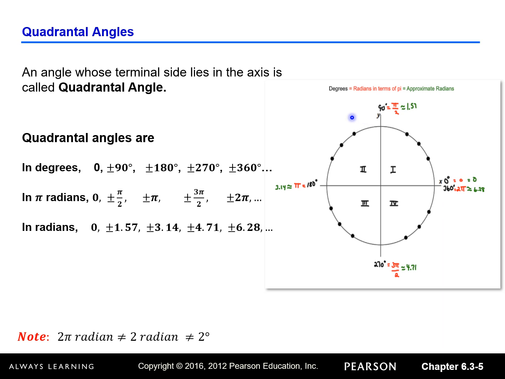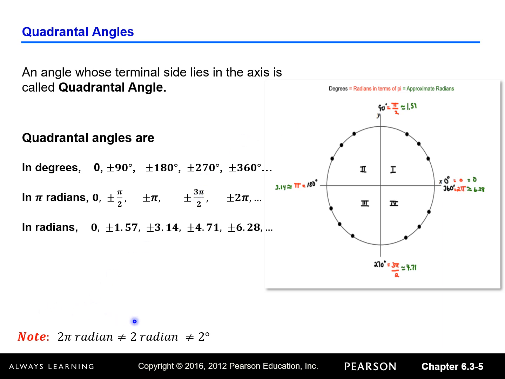Then adding pi over 2 to pi over 2, you will get pi on the negative x-axis. And then adding pi over 2 to pi, you will get 3 pi over 2 on the negative y-axis. And then adding pi over 2 again, you will get 2 pi. So keep on adding pi over 2 to get another quadrantal angle.